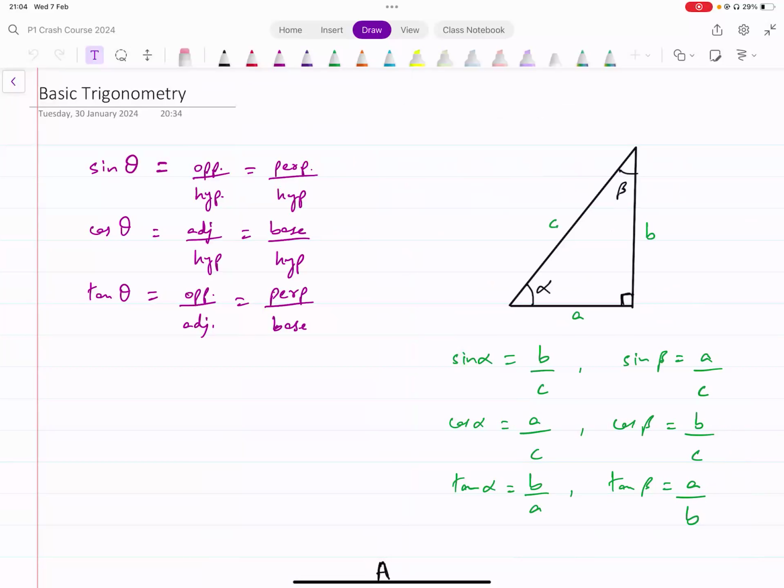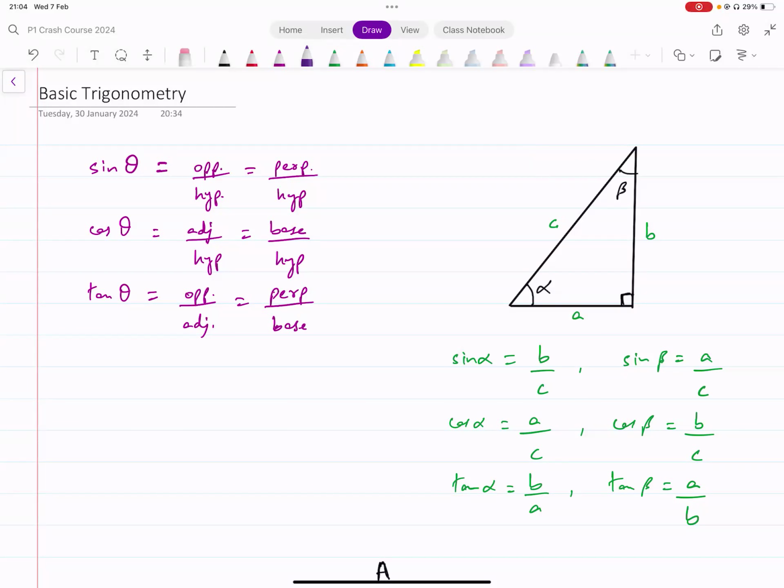In our last topic, circular measure, we already discussed some basics of trigonometry that you've done in O-levels. We talked about these three trigonometric functions, sine, cos, and tan, and how they're defined using a right angle triangle. You need to know that sine theta is opposite over hypotenuse, cos is adjacent over hypotenuse, and tan is opposite over adjacent.